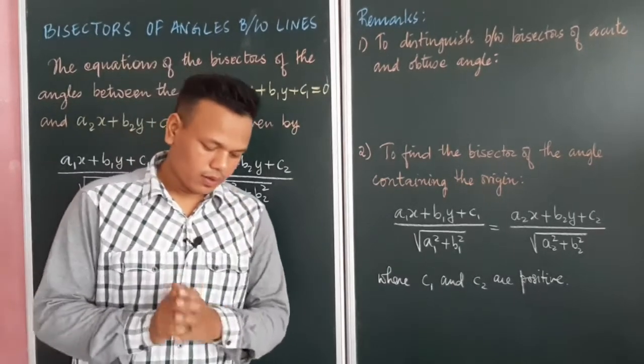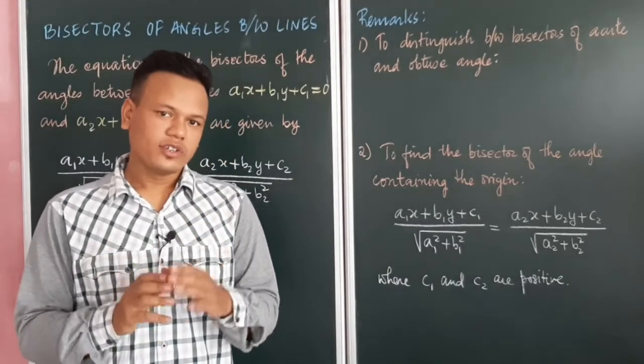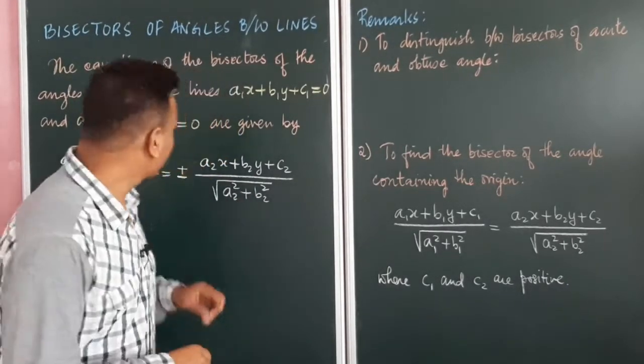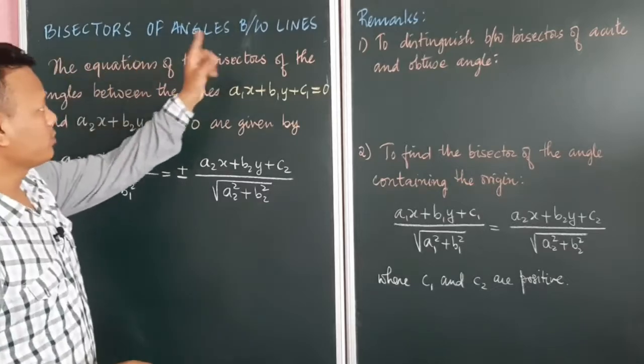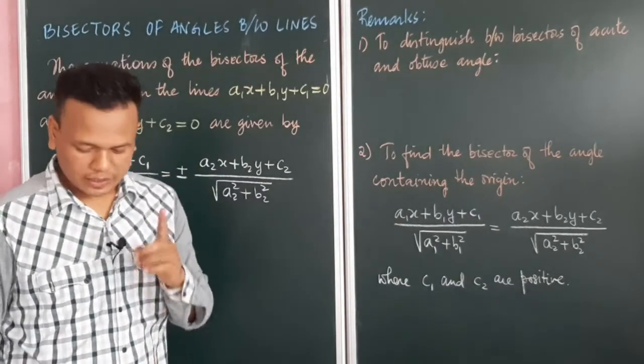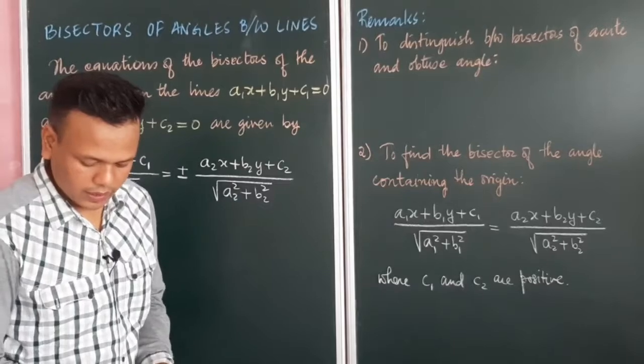Let's continue with the very interesting topic for the day, and the name of the topic is bisectors of angles between the lines. Now what is the meaning of this? Let's try to understand using the diagram.